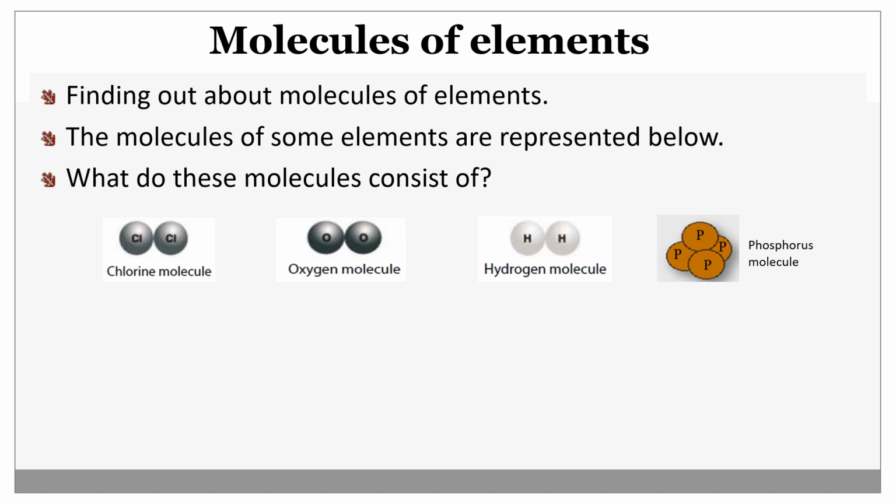We have already learned about atoms. Now let us find out about molecules of elements. The molecules of some elements are represented below. You have a chlorine molecule, an oxygen molecule, a hydrogen molecule, and a phosphorus molecule. What do these molecules consist of?